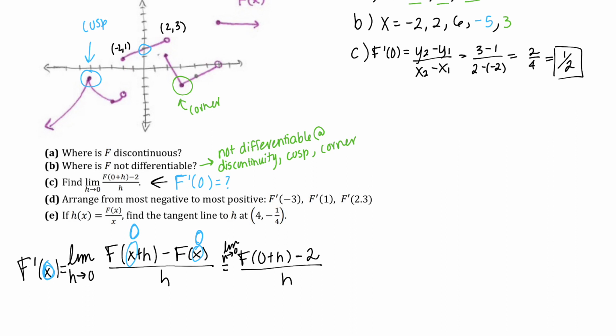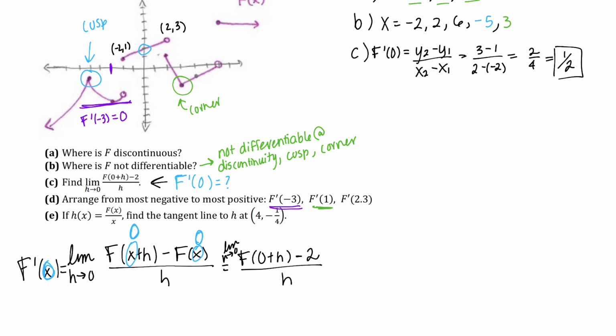Part D asks you to arrange from most negative to most positive these derivatives. So the slope of the tangent line at these points. So for f prime of -3, it's right here. That tangent line looks like it has a slope of 0. So I think that f prime of -3 should be 0 because this tangent line appears to be a horizontal tangent line, which means its slope is 0.